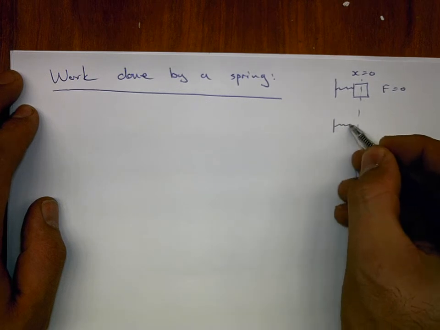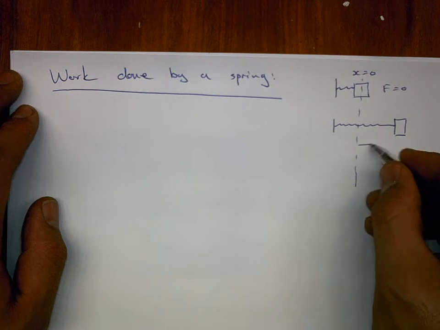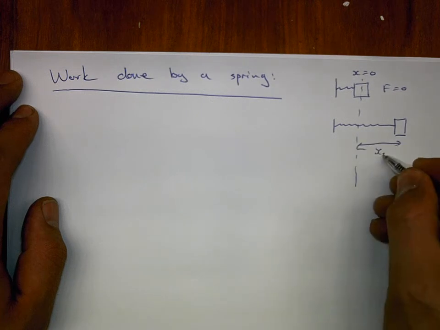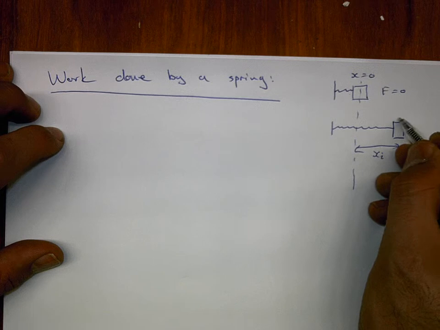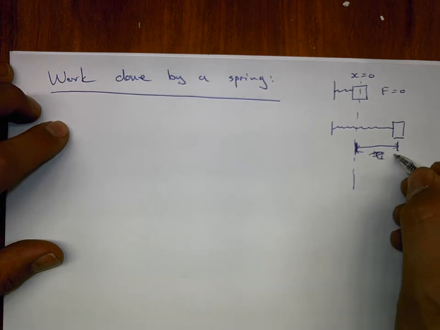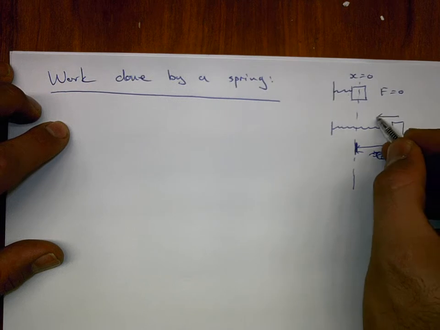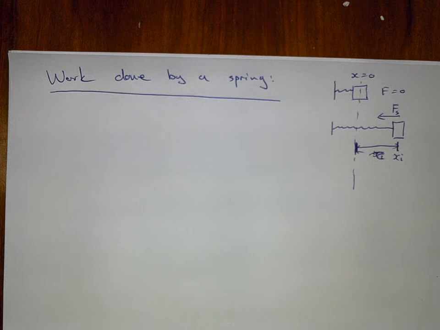Now we, by some mechanism, manage to extend the spring. So this now becomes some sort of initial position, and obviously it will be from there to there, so that will be x initial. The spring tries to pull this mass back. So if this mass is free to move and the only force on it is the spring force, it will start to accelerate towards equilibrium.